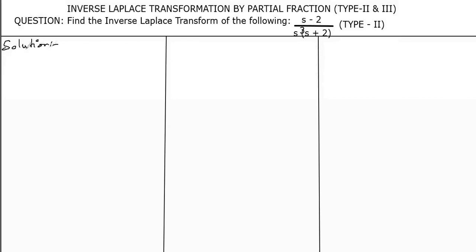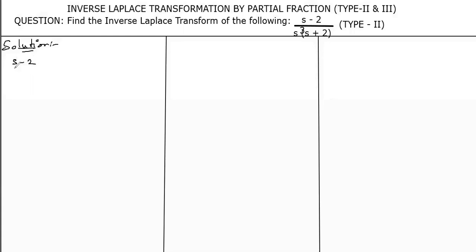As you have seen in type 1, you should be splitting the denominator. The difference between type 1 and type 2 is that in type 1 there won't be repeating factors. Here we have s cube in the denominator, so the factor s, that is 0, is a repeating factor. The power is outside the bracket, not inside the bracket. So it is of type 2. And I will tell you the difference between type 2 and 3 in this video itself. So now let us do the problem.